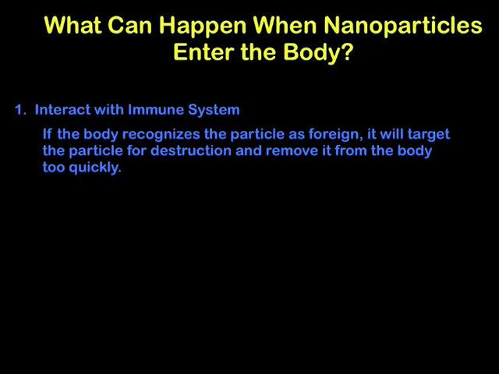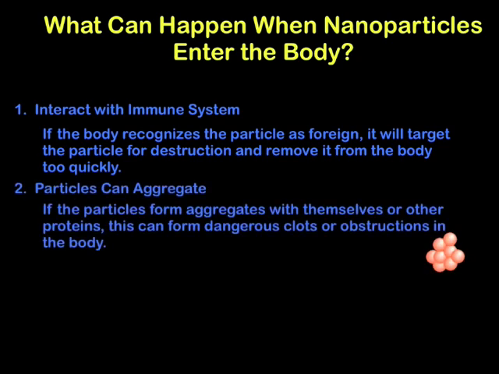There are many potential side effects of putting nanoparticles in the body, and they are not fully understood. Here are 3 important ones we do know about. It's possible for the particle to interact with the immune system, and if the body recognizes the particle as foreign, it will target the particle for destruction and remove it from the body too quickly, potentially before it finishes its purpose. It is also possible that the particles can aggregate inside the body with other particles or with proteins, forming dangerous clots or other obstructions.